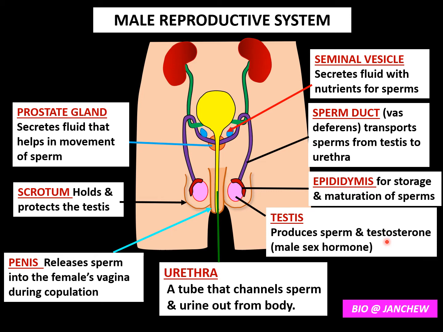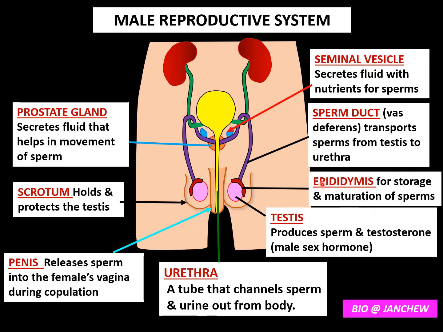The testes also produce the male sex hormone called testosterone. The function of testosterone is to stimulate the maturation of the sperms and the development of the male secondary sexual characteristics during puberty at around the age of 14 for boys. Examples of the male secondary sexual characteristics that develop around puberty due to the stimulation by testosterone are the deepening of the voice, development of muscles, and also the growth of the moustache and the beard. The moustache is called the mesae.